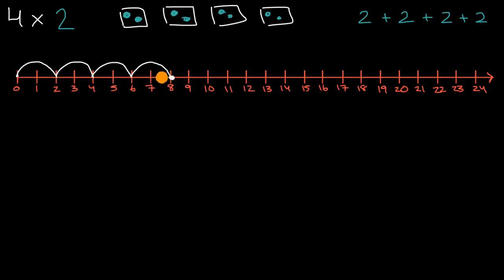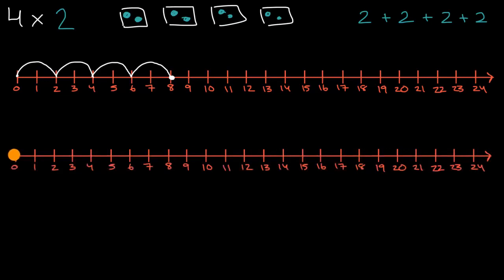So if I were to ask a similar question, actually let me draw a series of hops. And I want you to think about it the other way. What multiplication does that represent? So let's say I start here, and then I'm going to hop like this. So I'm going to go there, and then I'm going to go there. I'm taking equal jumps every time. Then I'm going to go there. Then I'm going to go there. And then I'm going to go over there.